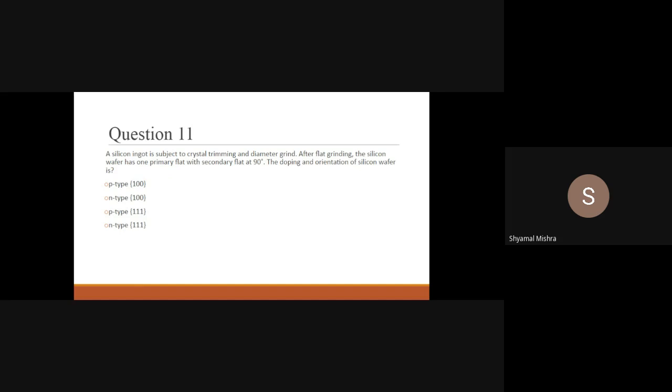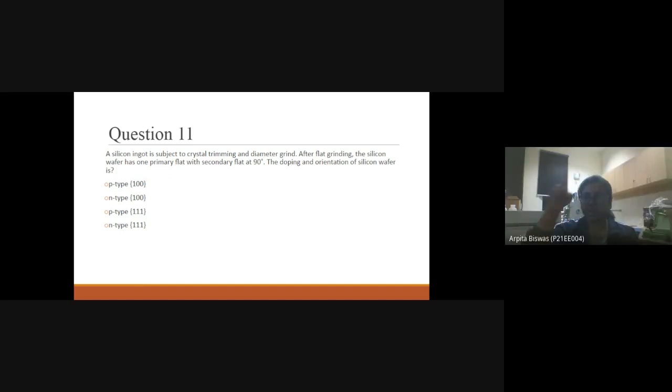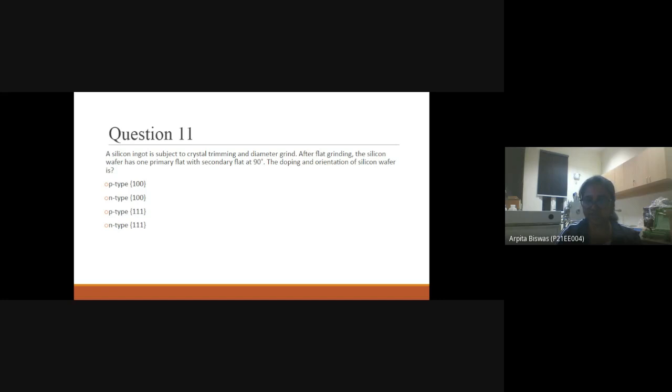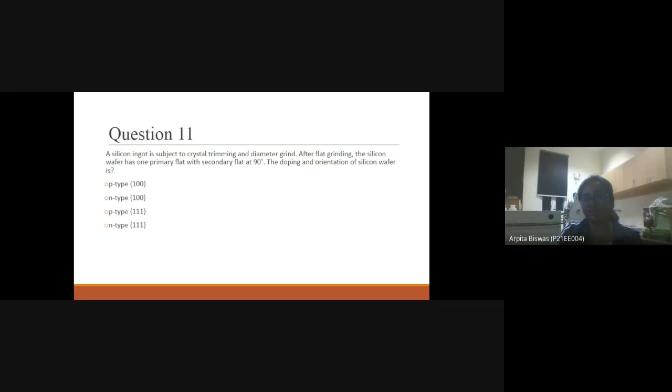Silicon wafer has one primary flat with secondary flat at 90 degree. See, if a round shaped silicon wafer is present and there is a primary cut, and in another portion there is a secondary cut, I'm talking about the angle between the primary cut and the secondary cut. If it is 90 degree, it means it's perpendicular. The angle between them is 90 degree.